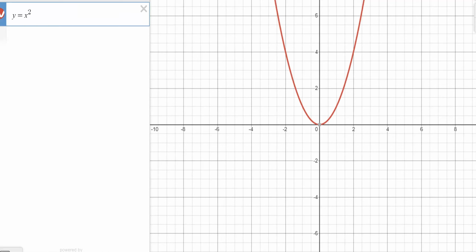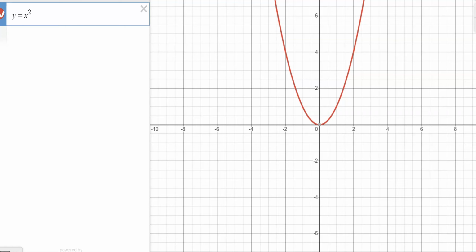The domain is going to be going to the left and right. That shape is going to continue going to the left and right forever and ever. That's not going to change. But what do you notice about the range? The range doesn't go below 0, 0 here. Now notice this parabola has a positive leading coefficient.